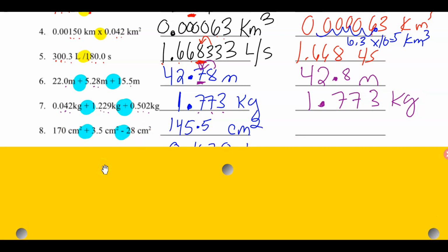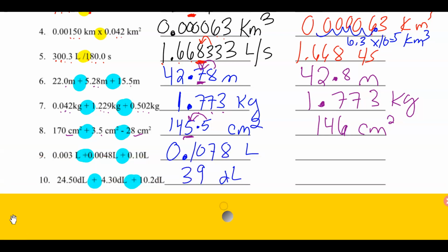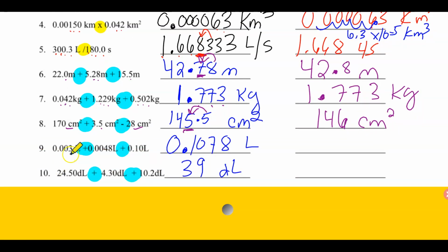Number 8, now we're adding and subtracting. That's totally fine. It's in the same problem. No decimals, 1 decimal, no decimals. So I can't have any decimals here. That means I've got to round to the nearest whole number. So that's going to be 146. The 5 bumps up the other 5 to a 6, centimeters squared.